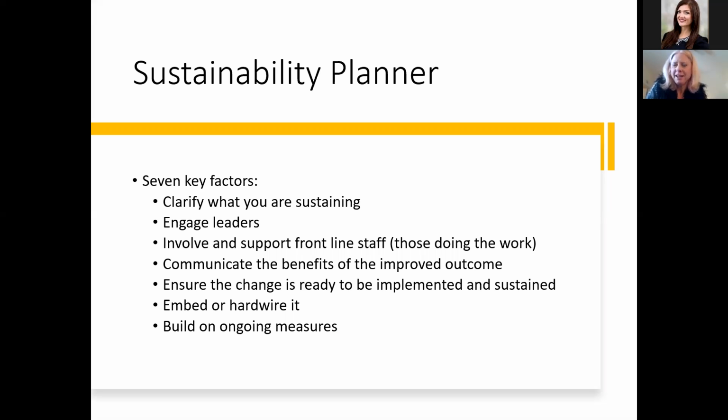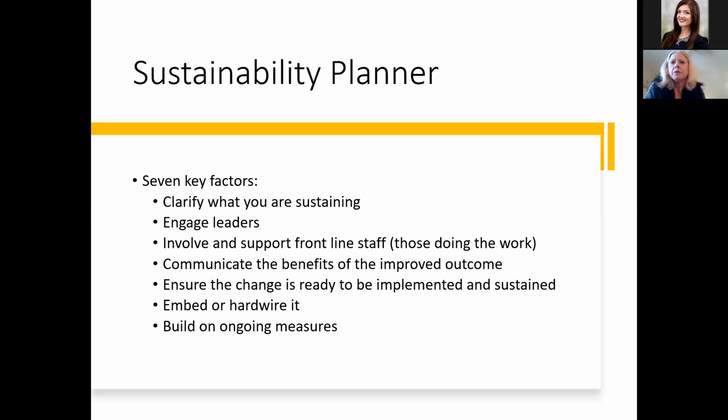Clarify what you are sustaining. I don't know if you remember way back, but when you created an aim statement, we often talk about how saying what you want to achieve takes some time for everybody to get to consensus and understand what you really want to do. Same with sustainability. You want to clarify so people are all on the same page. Engage your leaders. If you haven't noticed that already, it's very important for QI efforts to succeed by having leadership support.